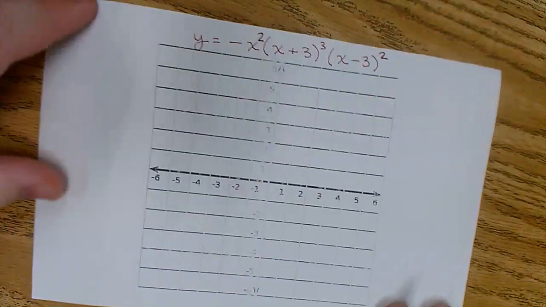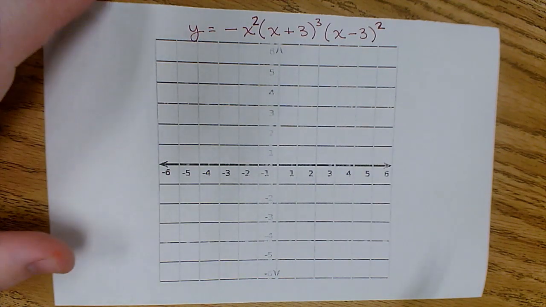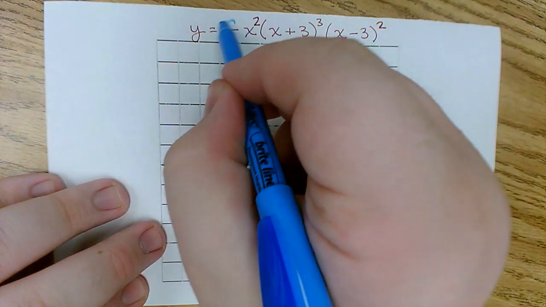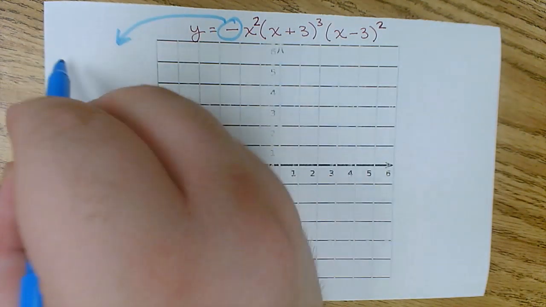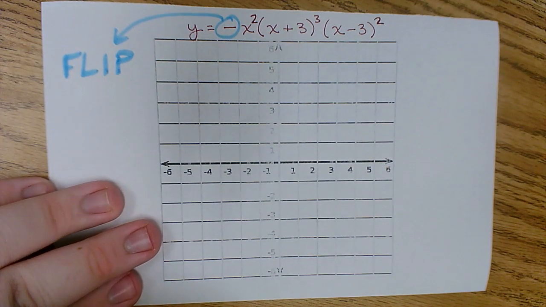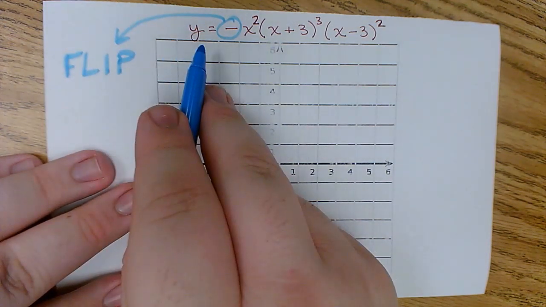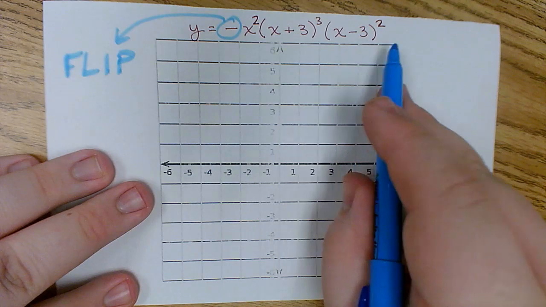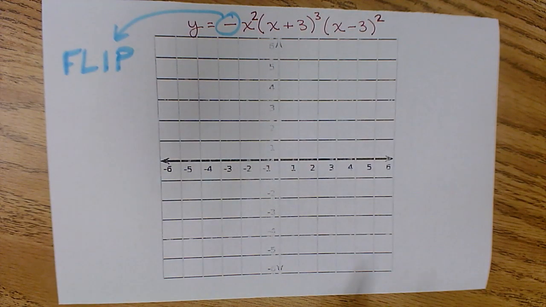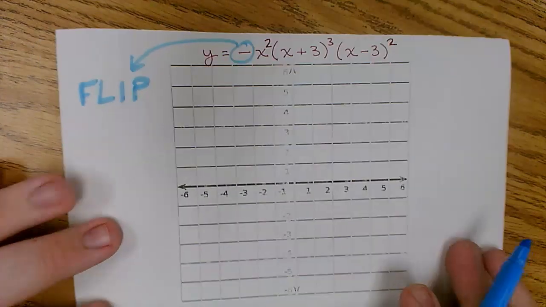So look at this. There are 2 things that are a little bit different about this one. First, you may notice this negative right here. Anytime you have a negative, you flip it. Meaning, if it was supposed to start at the lower left, it's going to start at the upper left. And if it was supposed to end in the upper right, it'll end in the lower right. So basically, take these rules and do the exact opposite. That's only if you've got a negative out front.